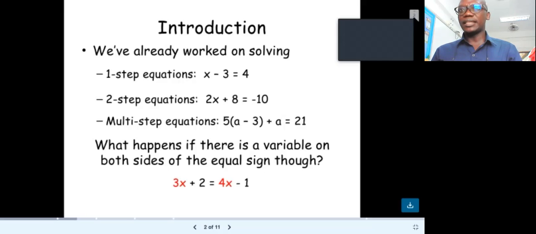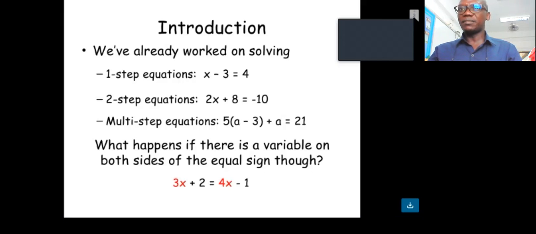Then we collect the like terms. Collecting like terms, 5a plus this a gives us 6a. And then negative 15, when we take it to the right-hand side, becomes positive. So it becomes 21 plus 15, which gives us 36. So 6a will be equal to 36. Then when we divide both sides by 6, the answer a will be equal to 6. That's what we have done.